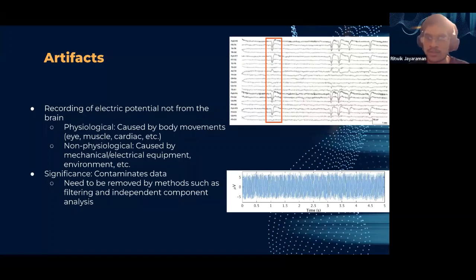Towards the bottom of that, you can see a picture of line noise, and this is the noise which is caused by the mechanical electrical equipment. Notice how this data has way higher frequency than regular EEG data, as you can compare with the image in the top right as well.